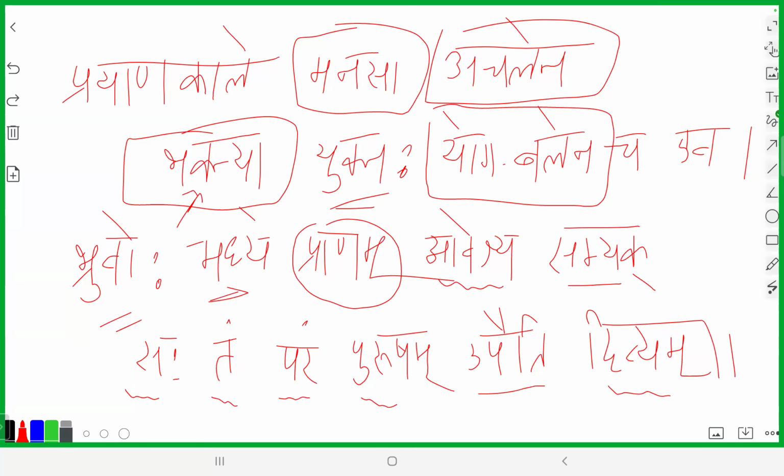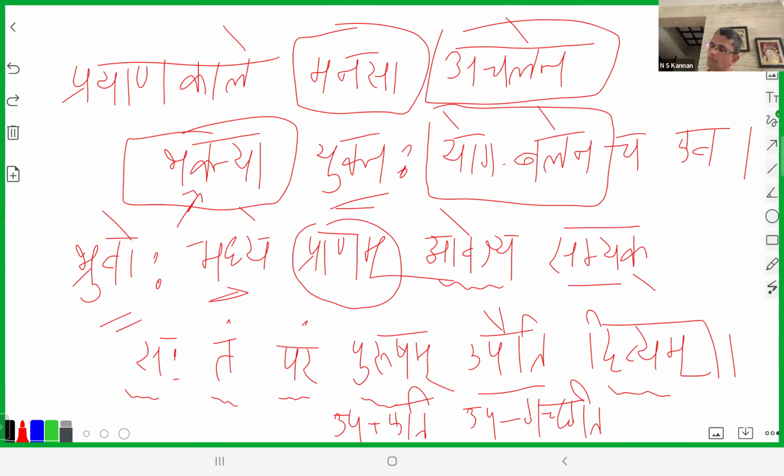Upaiti, upagachati, visits, goes close to. Upaiti, it's upa plus ati. Ati is another verb for to go. Right? So upaiti, upaeti, upagachati. Fine. So by doing all these things, he goes to the Lord, that supreme being, divine being.